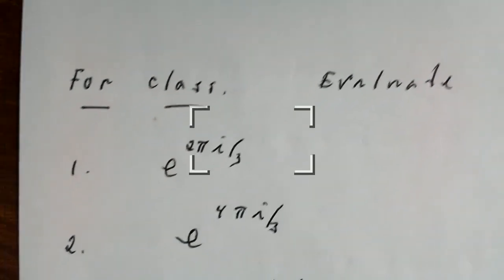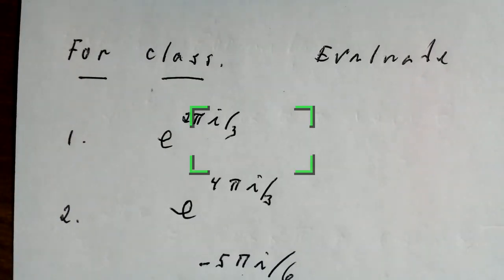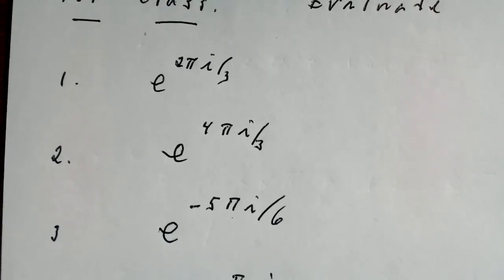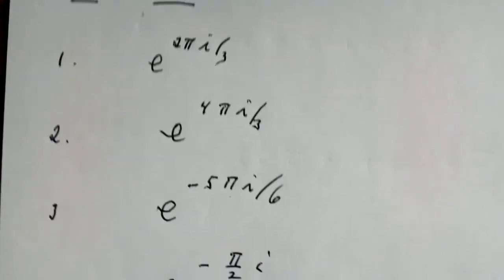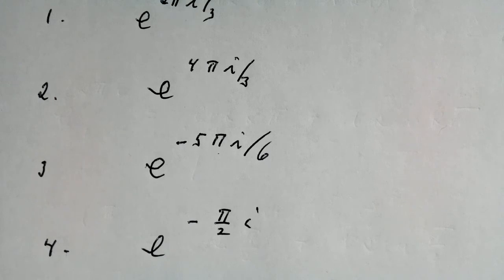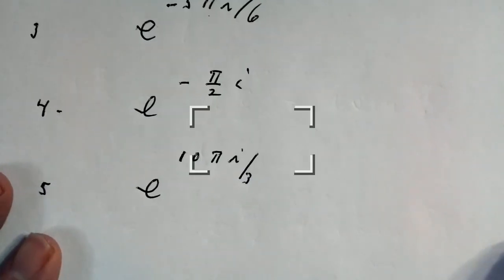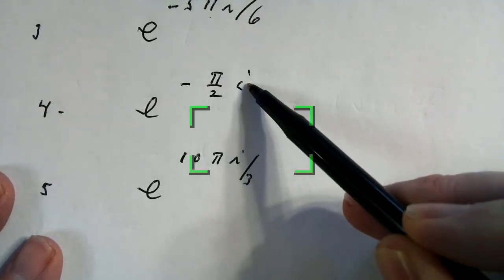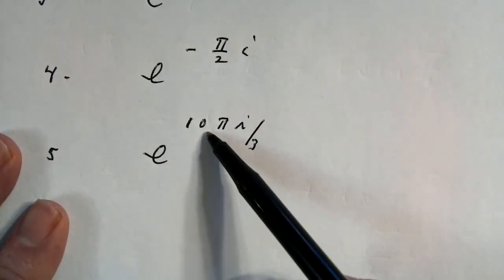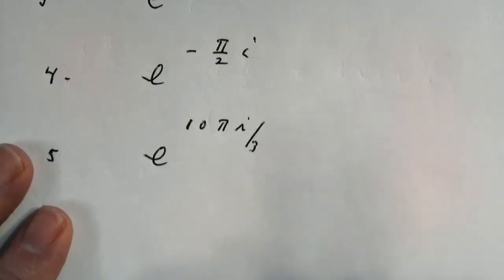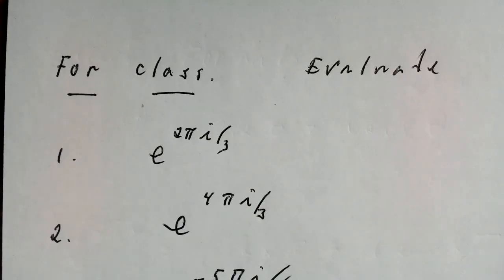Here are some problems that I'd like for you to do in preparation for class. I would like for you to evaluate exact values for each of the following: e to the 2 pi i over 3, e to the 4 pi i over 3, e to the minus 5 pi i over 6, e to the minus pi over 2, that's an i, and e to the 10 pi i over 3. So evaluate each of these exactly. You'll need to recall some basic facts about the unit circle.